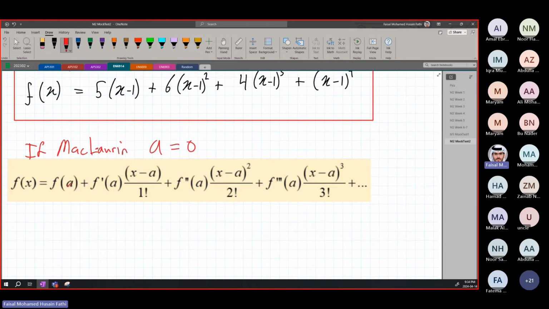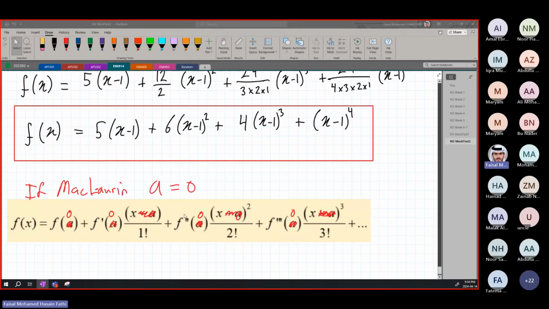So what will you do? You're just going to put 0. This minus a is going to go because it's minus 0. This is going to be 0. This is going to be 0. And this is going to go. And it will keep going like that. Okay, that's the only difference between Maclaurin and Taylor. Nothing new, exact same concept, exact same application.